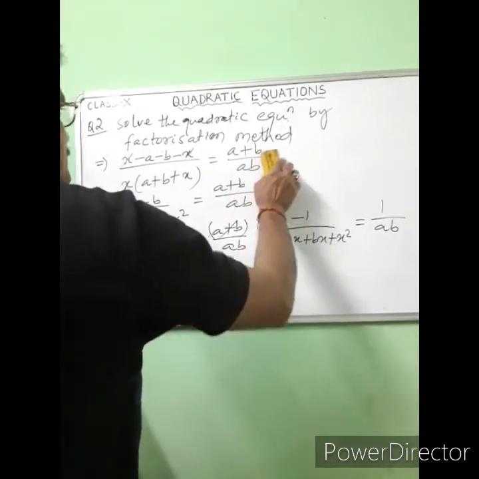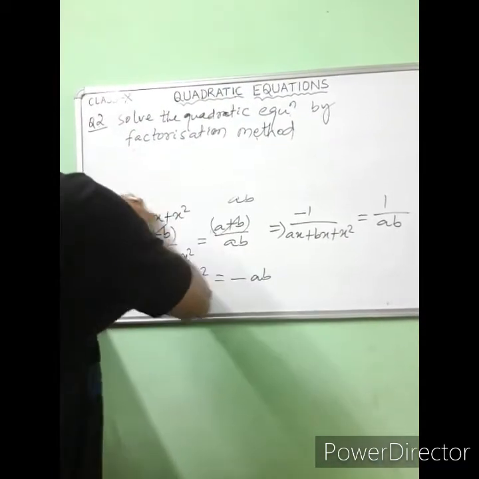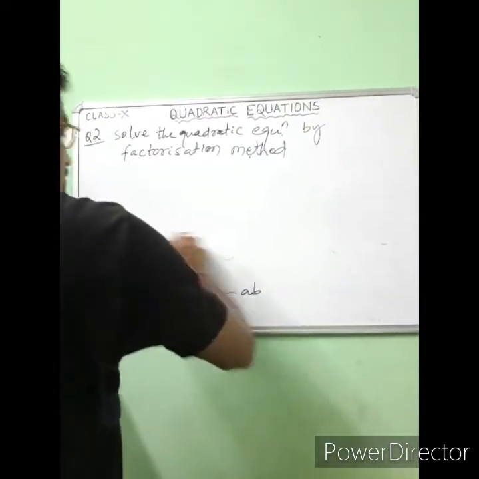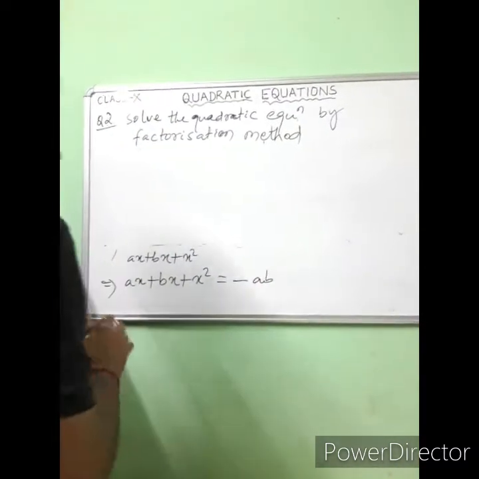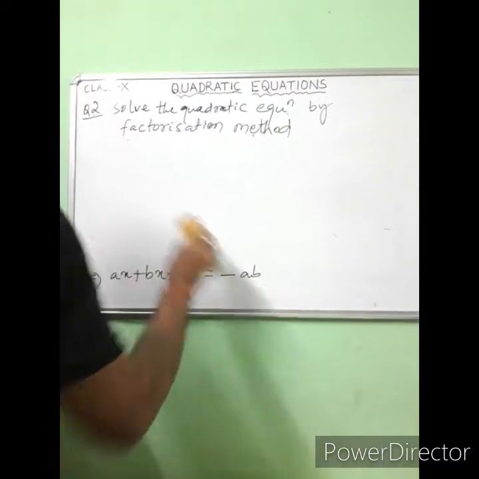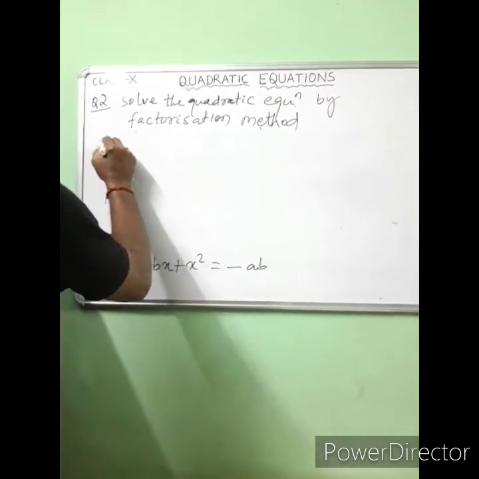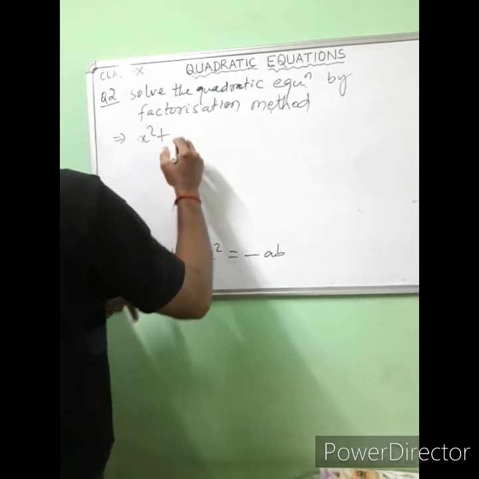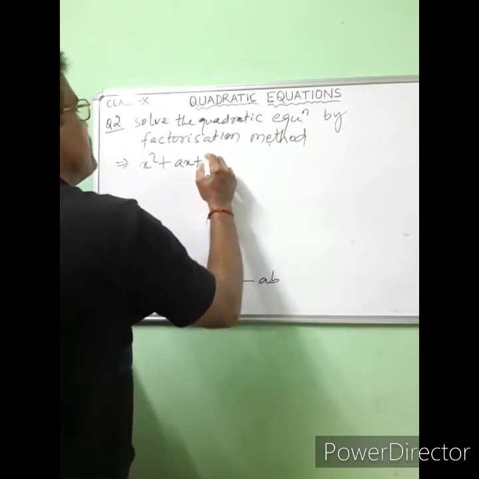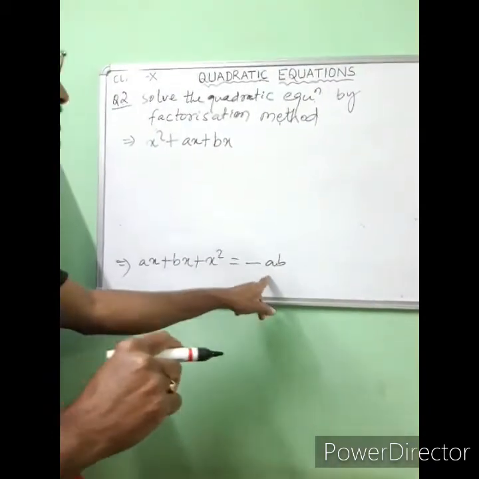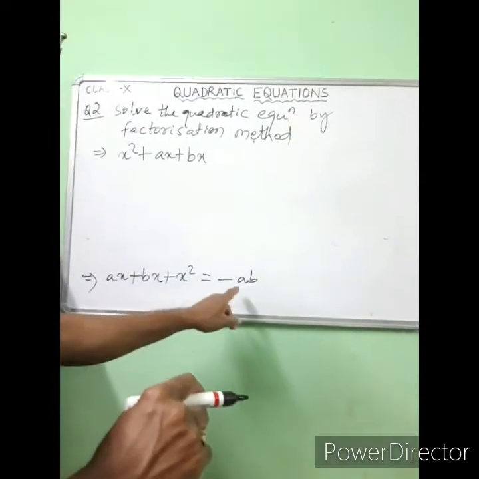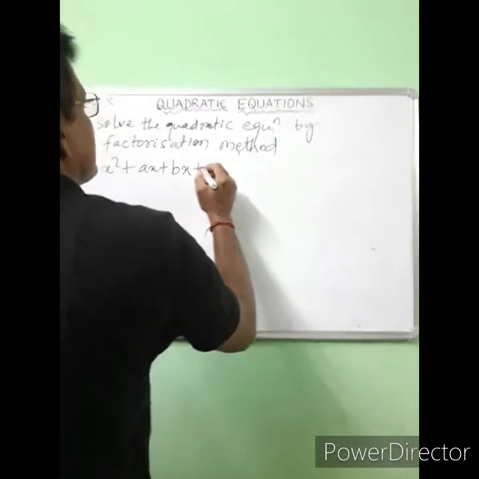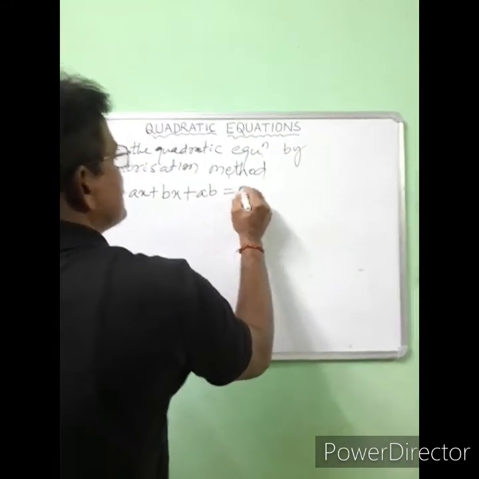Let us arrange this: x square plus ax plus bx, and minus ab. Here minus ab will come to the left side, that means it will be plus ab. So x square plus ax plus bx plus ab is equal to 0. Clear?